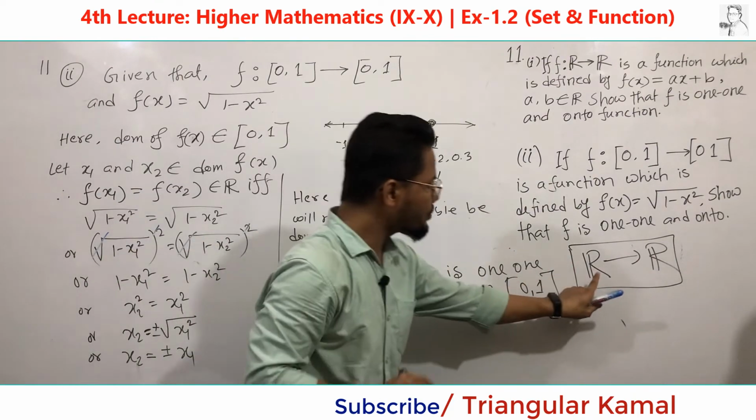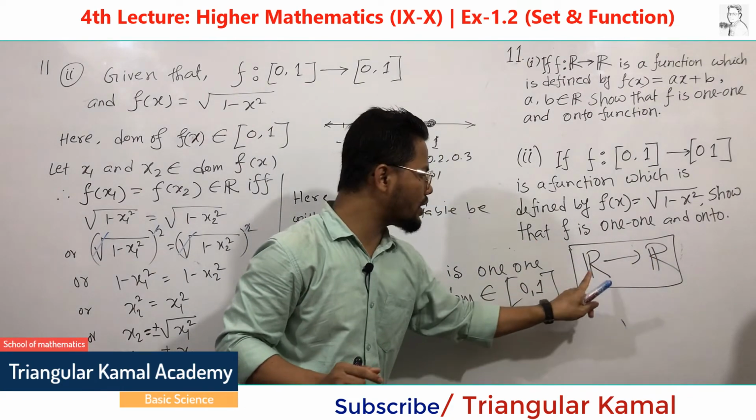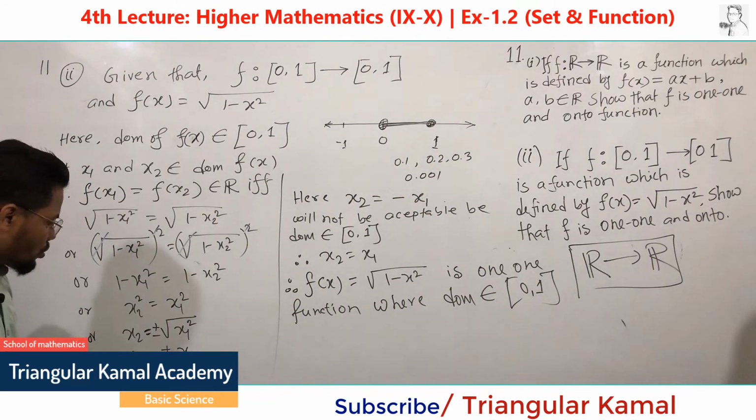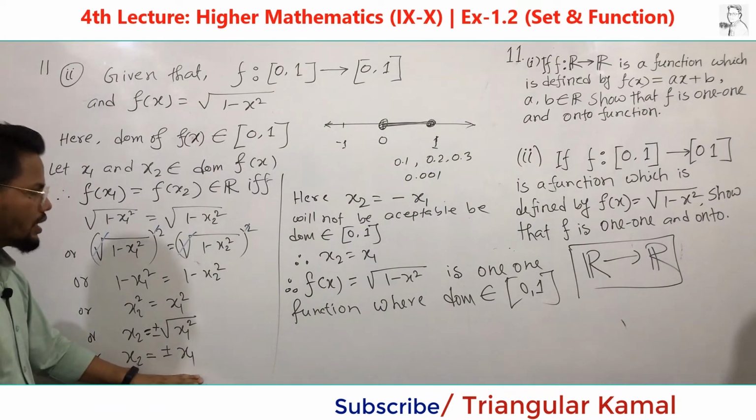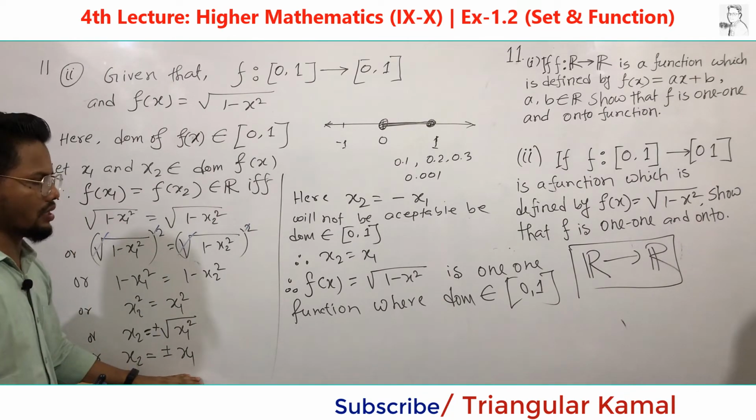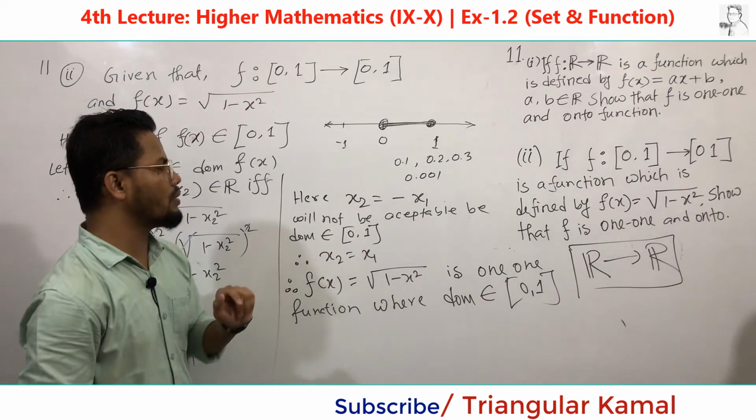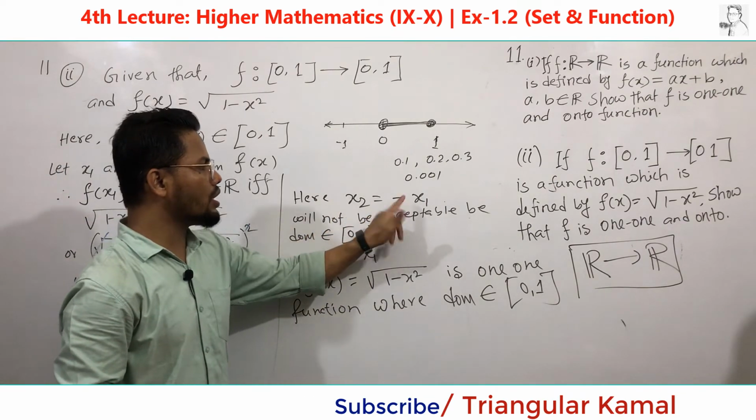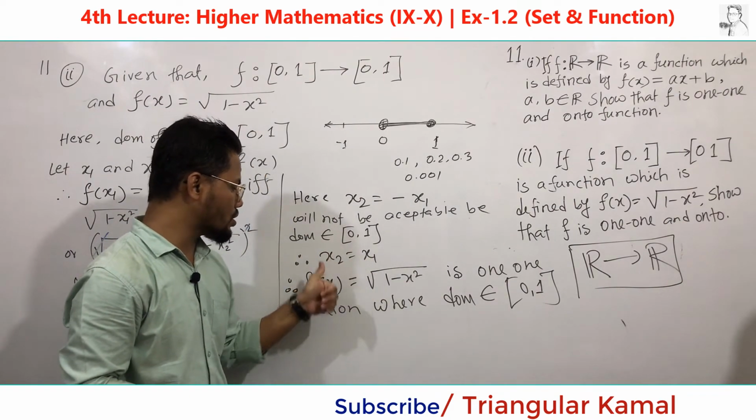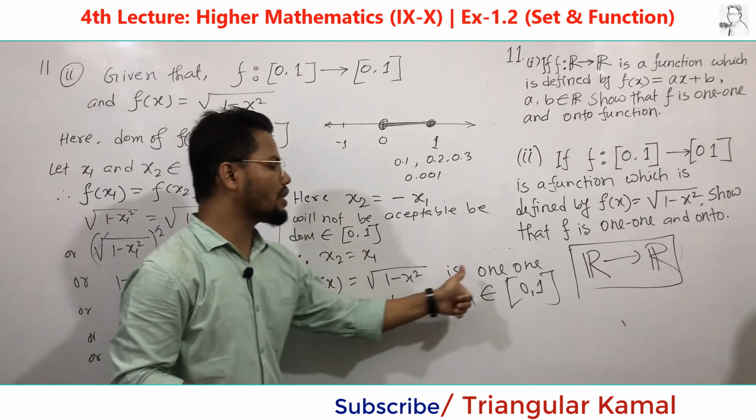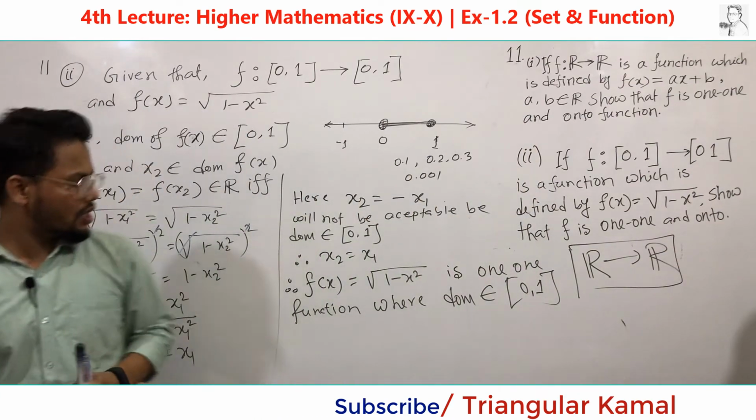If R to R is given, that means domain and codomain both are real numbers, then x2 will be plus minus x1, and this time we cannot say the given function is one-one. So it is only possible because the domain is given as all positive numbers. That's why x2 equal minus x1 will not be acceptable. And finally you can say x1 equals x2, which indicates the given function is one-one. So now give attention to the second part, onto function.